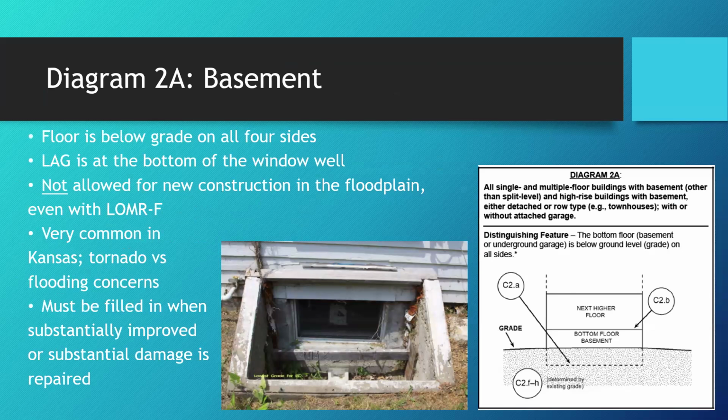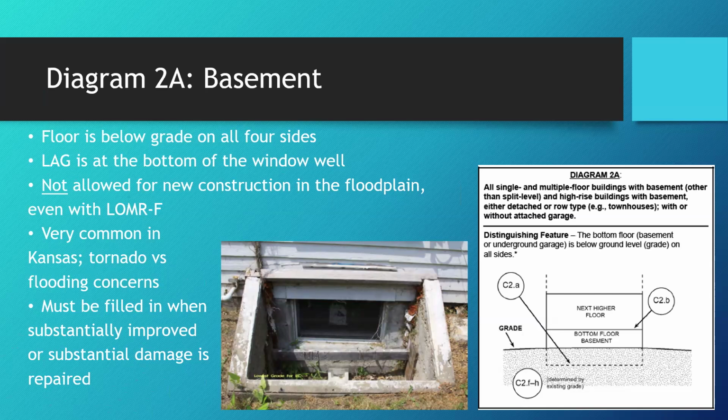So again, these older houses might have basements in Kansas. Very common for the older structures or structures that are outside the special flood hazard area. People commonly want to build them in the floodplain, although that's not allowed. People are more concerned with tornadoes than flooding in some instances, but it's definitely not a good idea in a high-risk flood zone. So this is a floor that is below grade on all four sides.